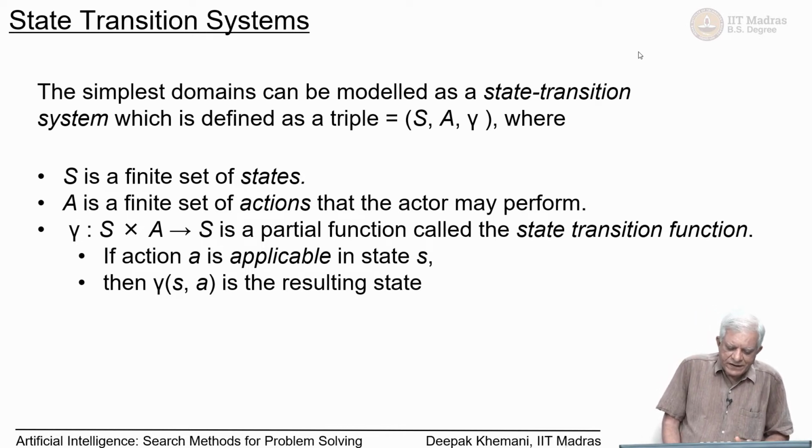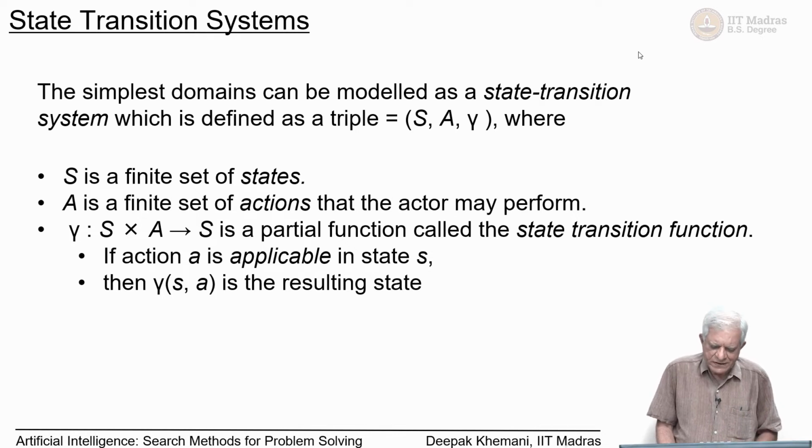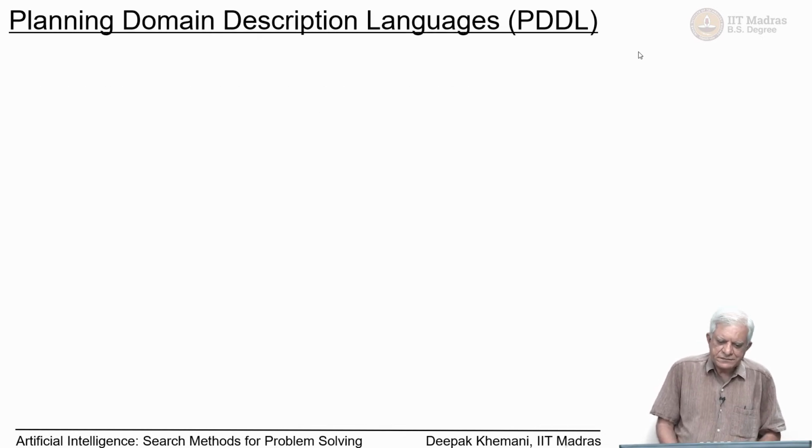If an action a, we will use lowercase letters a, b, c for actions, is applicable, and we will define what we mean by applicable in a short while. So, if an action a is applicable in a state s, then gamma(s, a) is the resulting state. So, this also stands for the resulting state, and that is a function from S cross A, where S is a set of states and A is a set of actions, to a new state essentially. So, this gamma(s, a) stands for that as well.